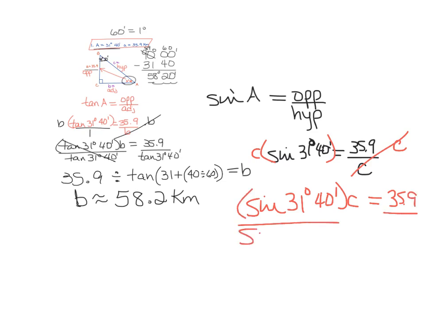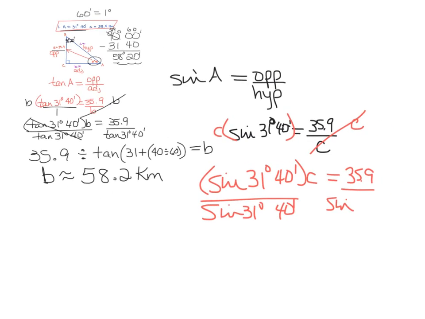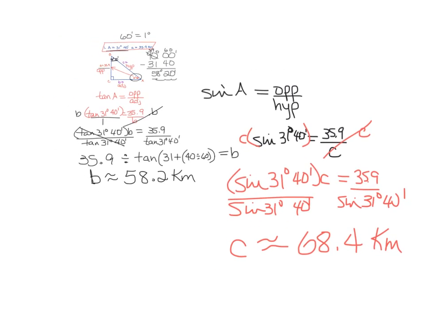Divide both sides by sine of 31 degrees, 40 minutes. And once I do that, C is approximately equal to 68.4 kilometers. And that's how you find the additional 3 missing pieces.